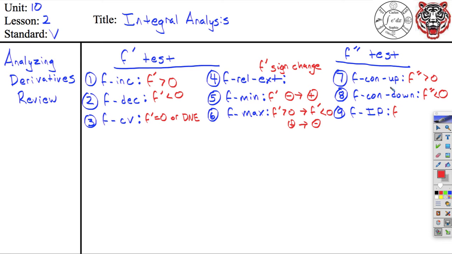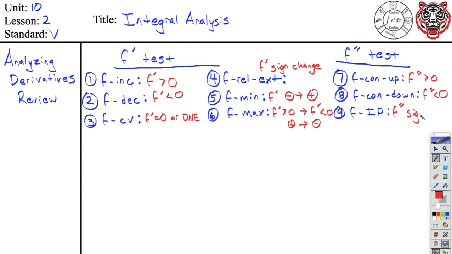Wait, why did Joy have it? Joy has it. It's F double prime is a sign change. Wait, doesn't it have to equal 0 for it to be a sign change?